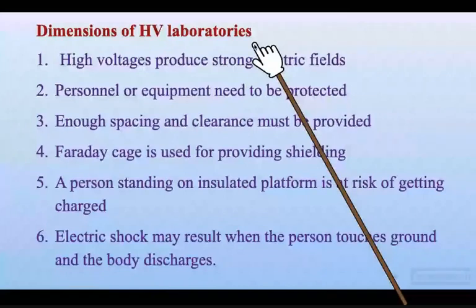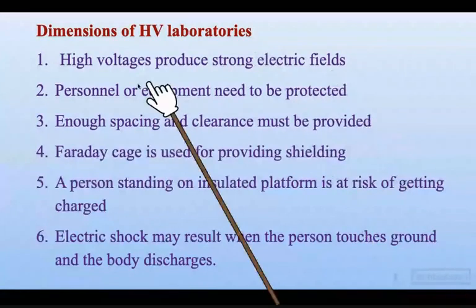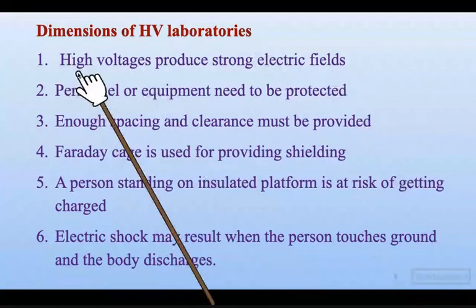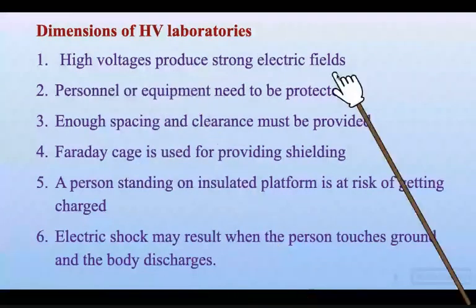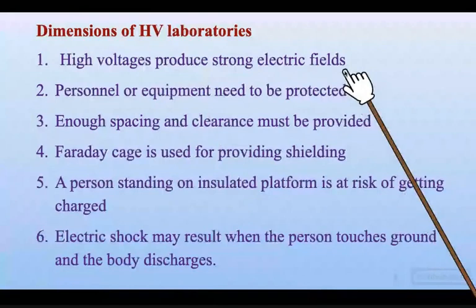So what care has to be taken as far as the dimensions of HV labs are concerned? First and foremost, high voltages produce a strong electric field surrounding them, right? So strong electric fields. You can imagine a live conductor, which we usually experience if we are moving out of town. We come across very big transmission towers, maybe while traveling by train also.